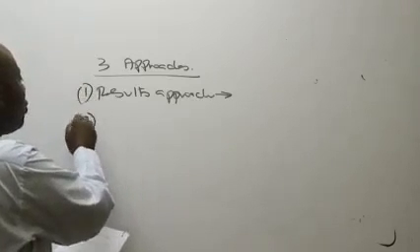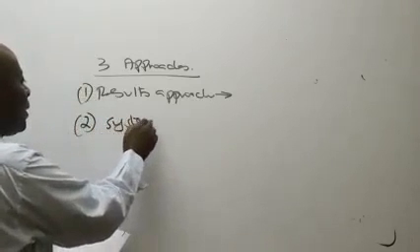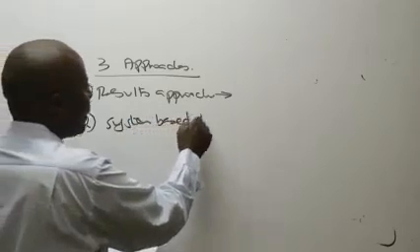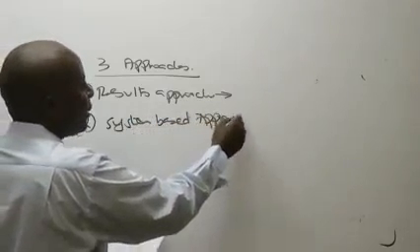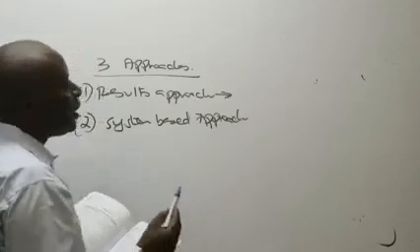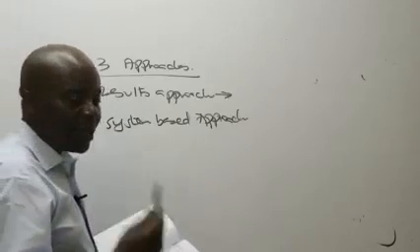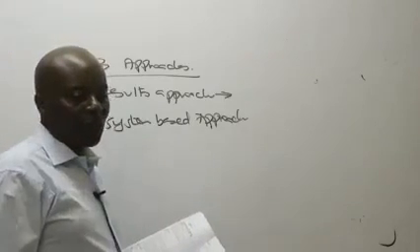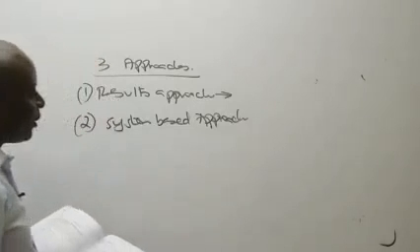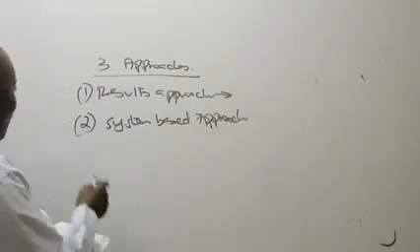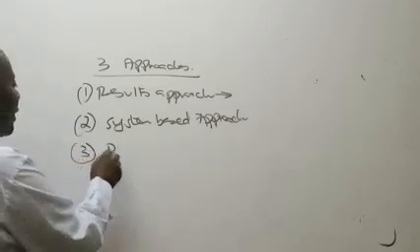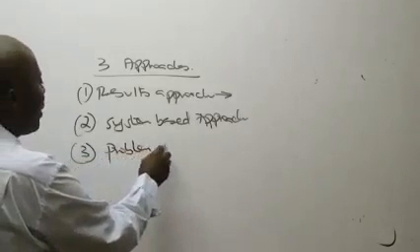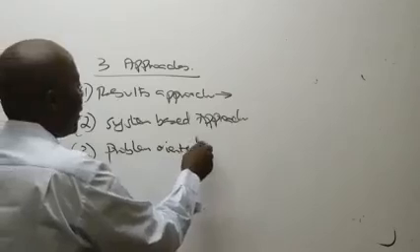Number 2, of course, they'll do what we call the system-based approach, where they look at the systems and really be able to tell whether this company is investing in systems progressively or not. Systems-based approach. And then we have the last one, which is the problem-oriented approach.